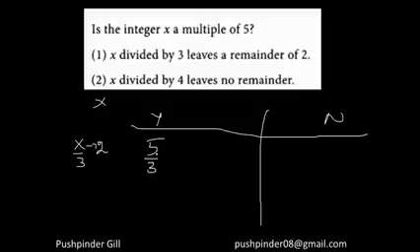5 when divided by 3 leaves remainder 2. Fine, satisfying the fact. Alright, is x a multiple of 5? Yes, it is. X is a multiple of 5 because x is equal to 5.